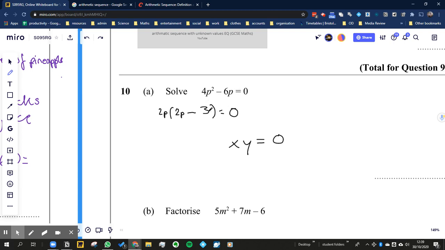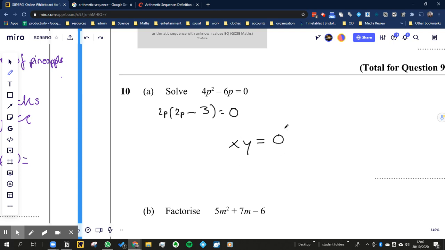We're going to factorize it, which means we're going to put brackets in. And to do that, we decide what do they both divide by. They both divide by 2 and they both divide by p. So 2p. And then we say what happens when you divide them by 2p. Well, 4p squared divided by 2p is 2p. 6p divided by 2p is 3. So it ends up like this. And we say that is equal to 0.